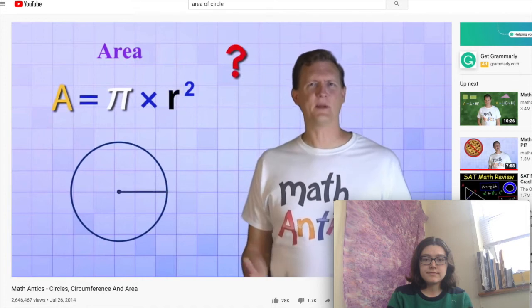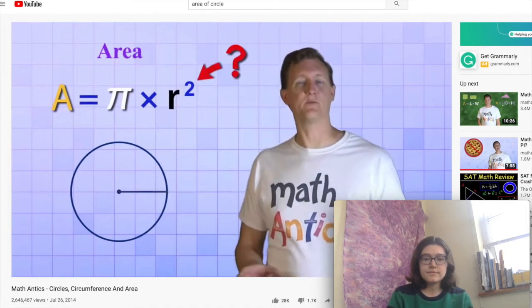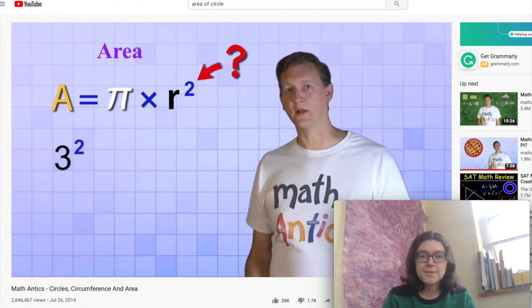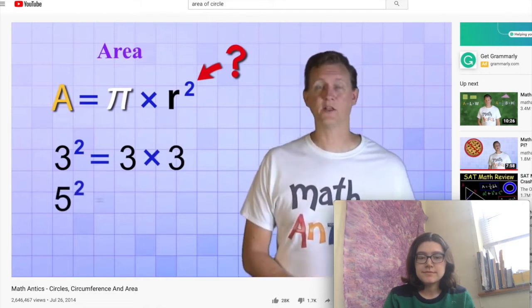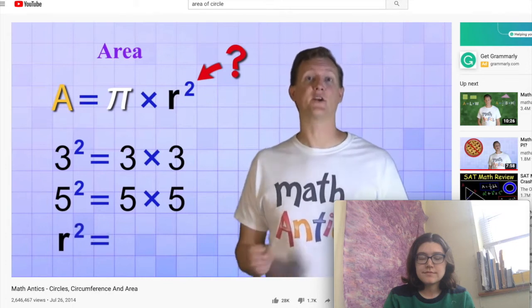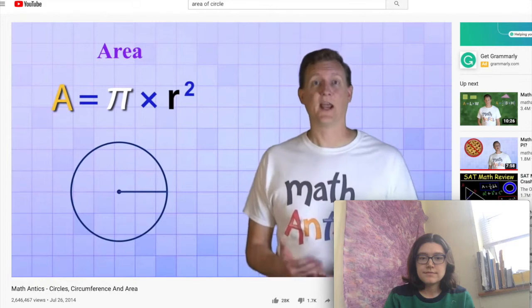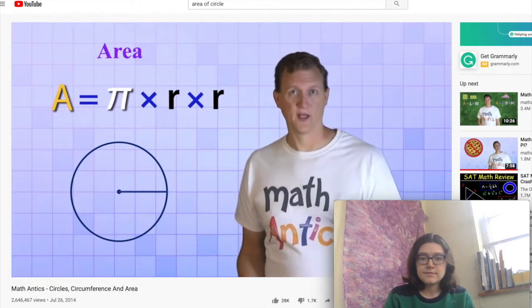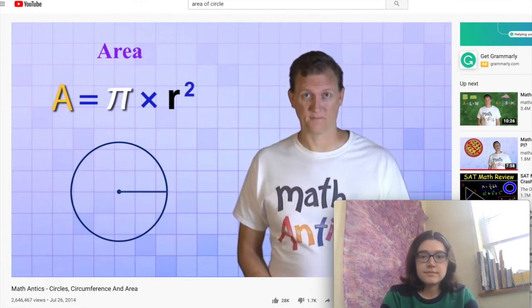Okay, but what does it mean to square the radius? Well, squaring a number just means multiplying it by itself. For example, 3 squared just means 3 times 3, and 5 squared just means 5 times 5. And r squared just means r times r. So our formula is really just area equals pi times r times r. But we write it in the r squared form because it's more compact.